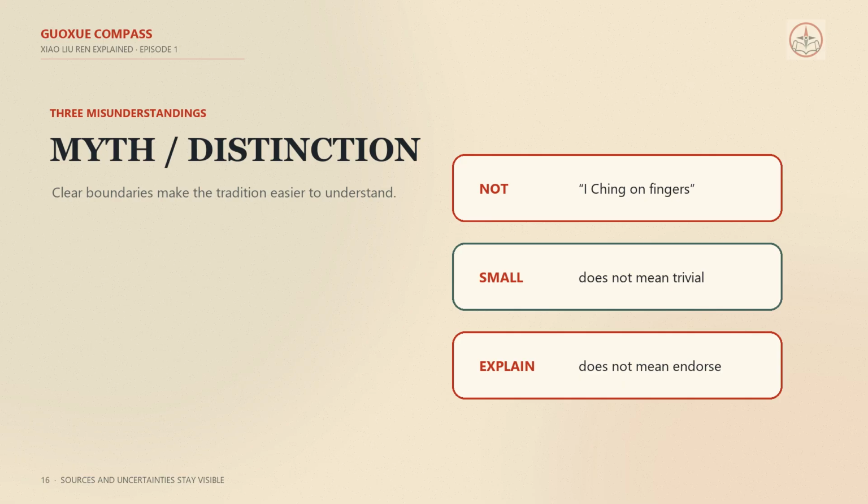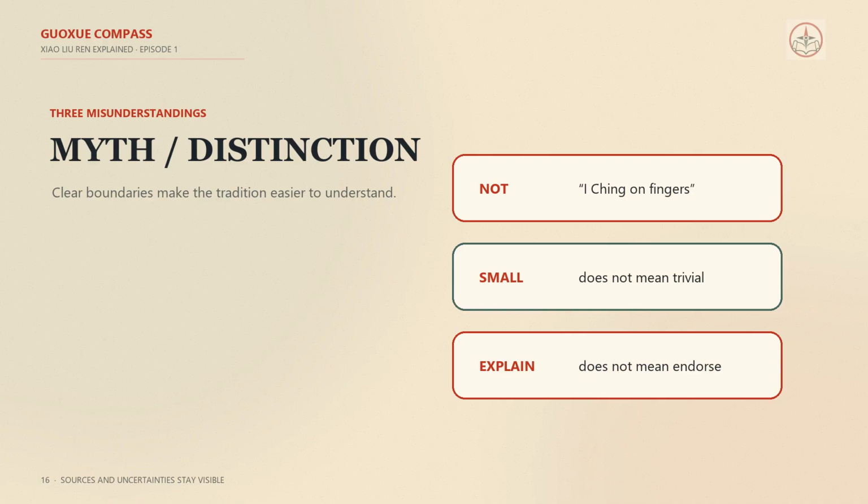First, Xiao Liu Ren is not simply the I Ching on your fingers. Both belong to the much larger history of Chinese divination and correlative thought, but they use different structures and procedures. Second, small does not mean trivial. The basic count is compact, but the manual layers the 6 signs with the 5 phases, heavenly stems, earthly branches, numbers, family relations, and multiple interpretive techniques.